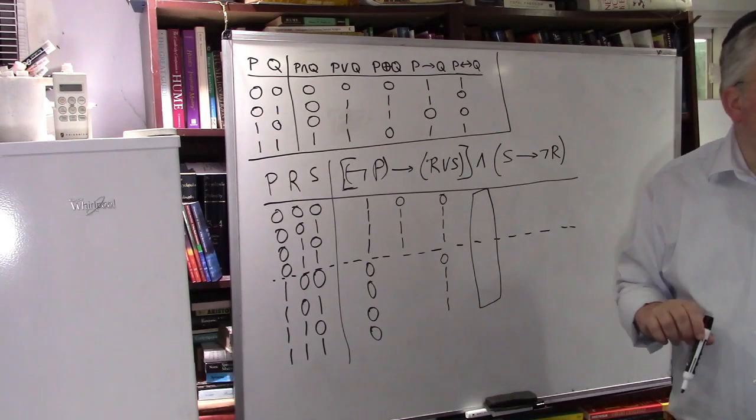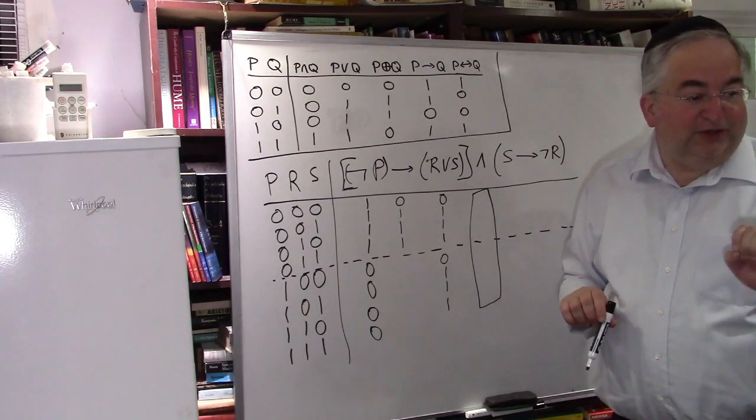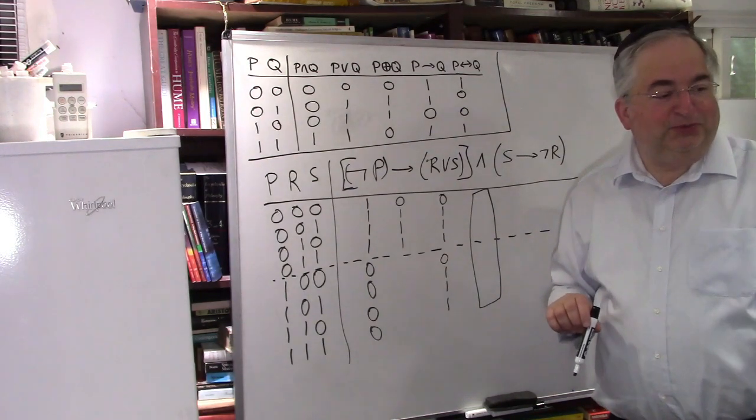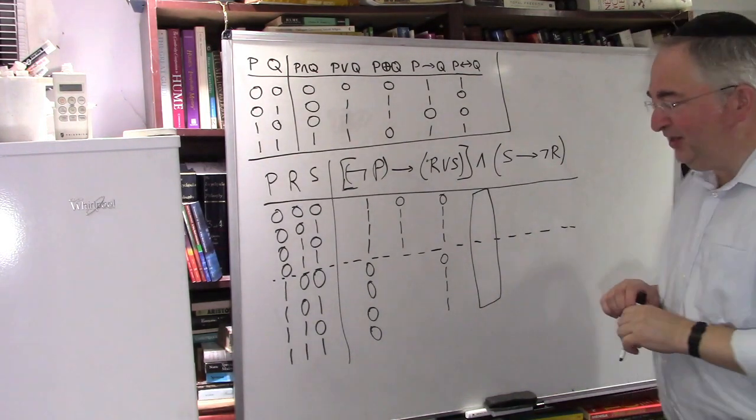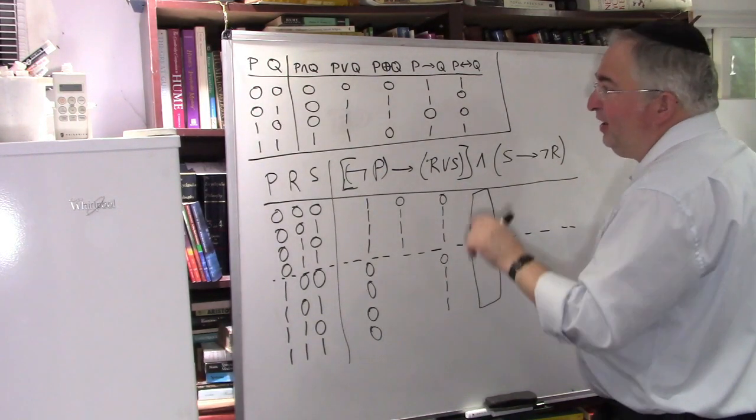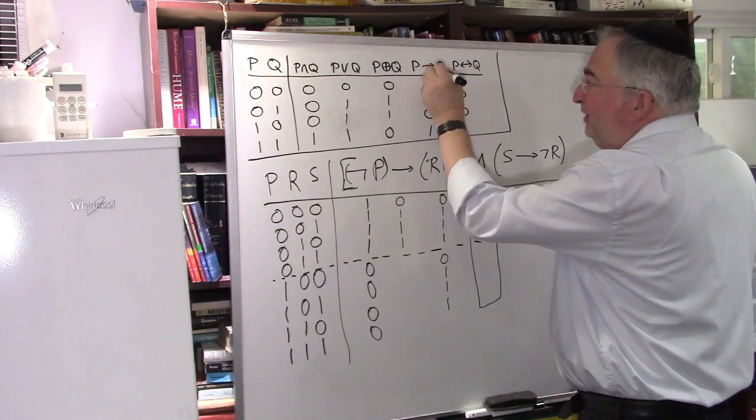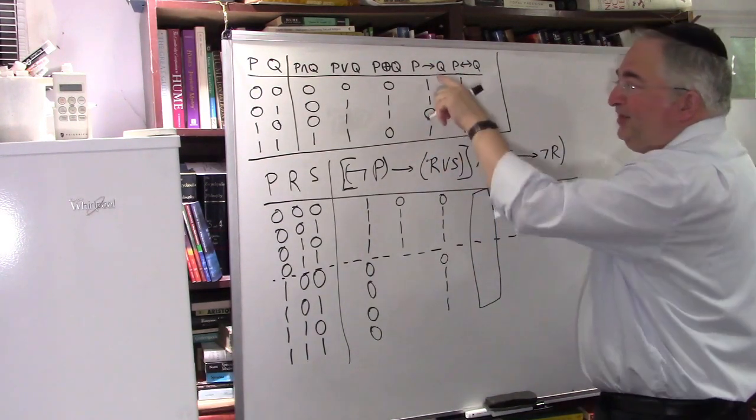You ready? This is called lazy evaluation. My kids don't clean their room, so they're lazy. They love this trick. The trick is as follows. Look. Let's look at the arrow.